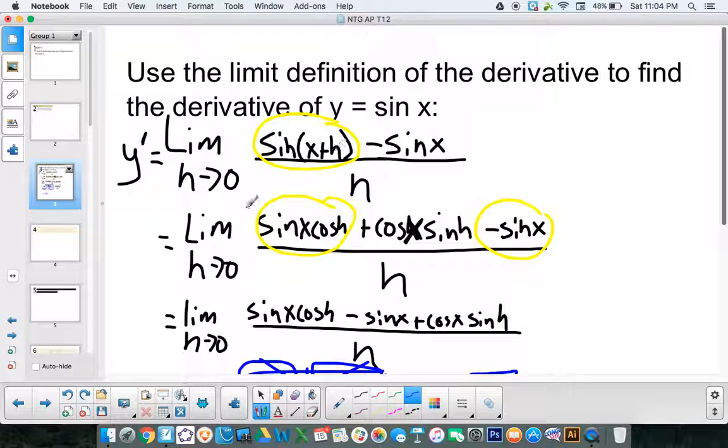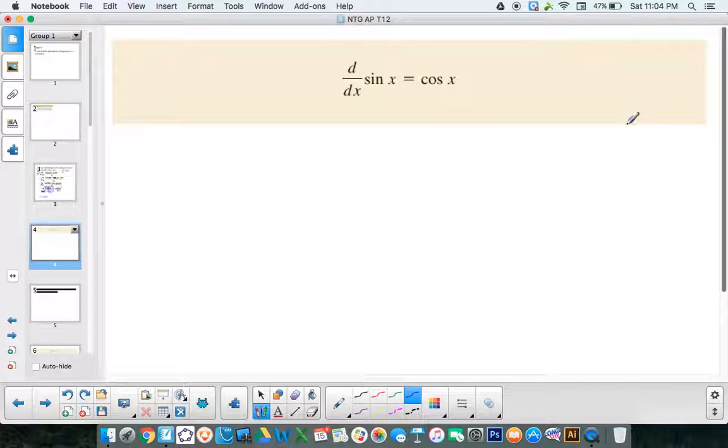Now the limit definition, that's bonus. I would definitely take a look at that and make yourself familiar with it. But the whole idea is, if the function is sine of x, the derivative is cosine of x. Summed up nicely right here. The derivative of sine is cosine.